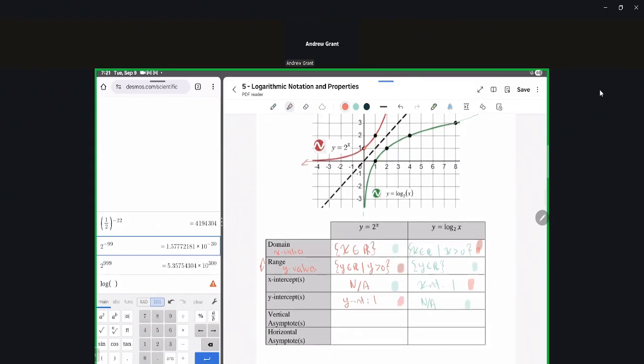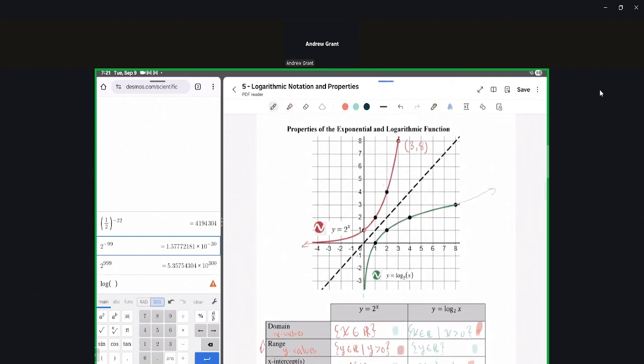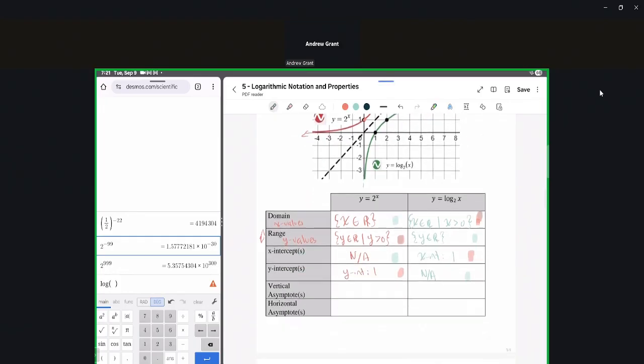What about the vertical asymptote? Well, for y equals 2 to the power of x, there is no vertical asymptote. It just kind of gets infinitely close to 0. It doesn't quite get there. It gets very close to it. And so we would say that there is no vertical asymptote.